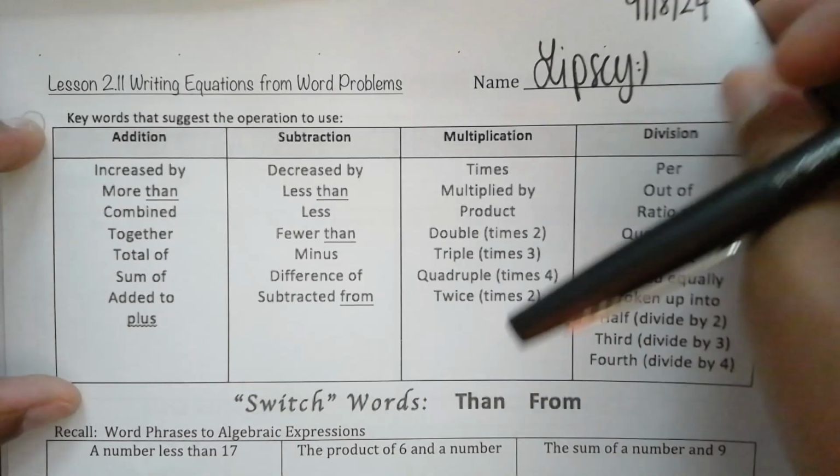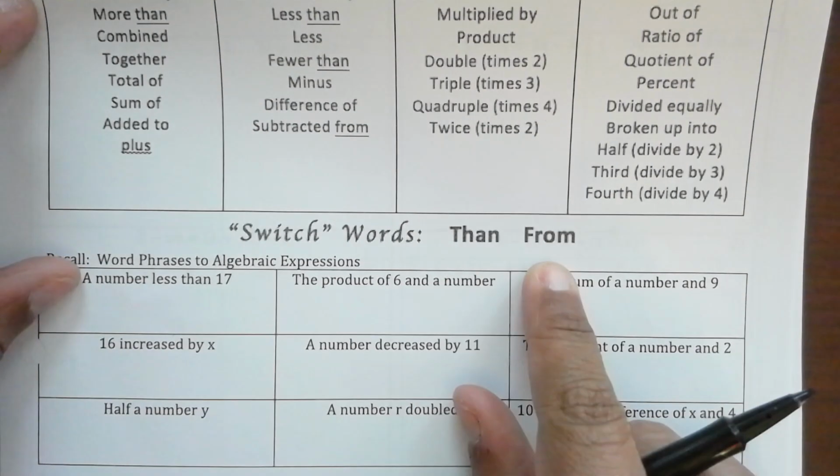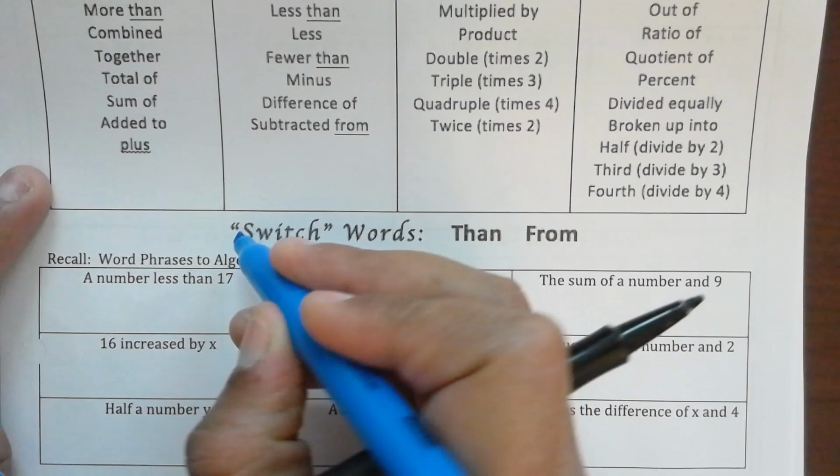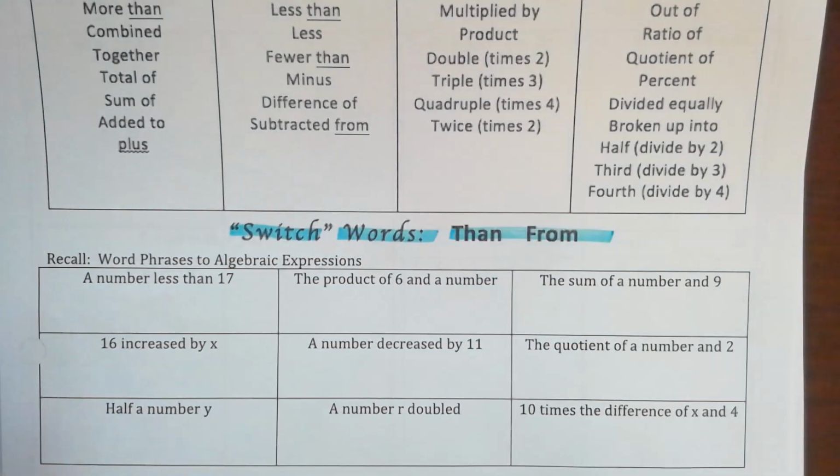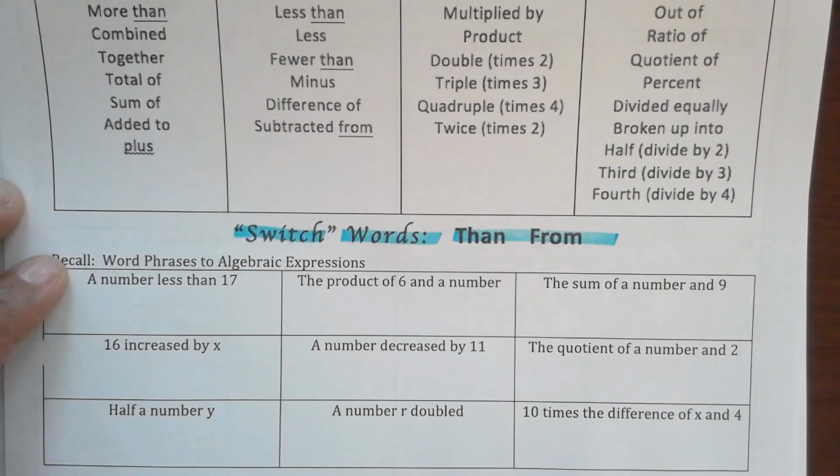Switch words are also from Unit 1. It's than and from. These are important because these are the ones that are often forgotten about the most. So we're going to recall and rewrite these word phrases into algebraic expressions.